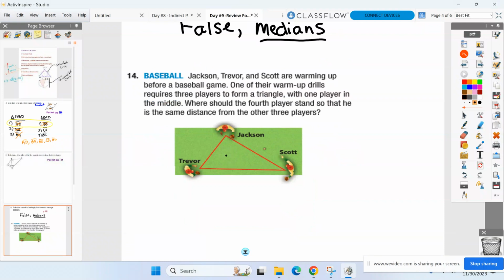All right. Name, Aiden. I'm putting them at the circumcenter. So let's talk though. Why would I want to put that player at the circumcenter? What do you know about the circumcenter? It is equidistant from the vertices. The incenter is the angle bisectors. Incenter, angle bisectors. All right.